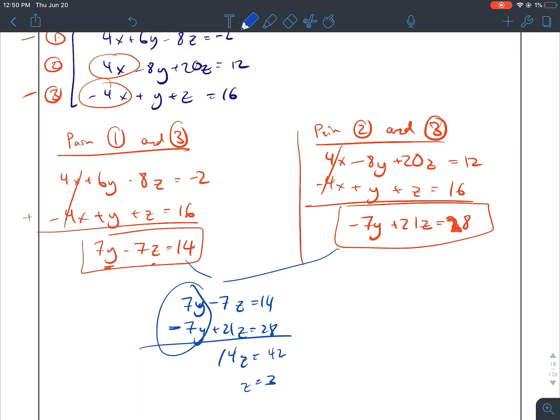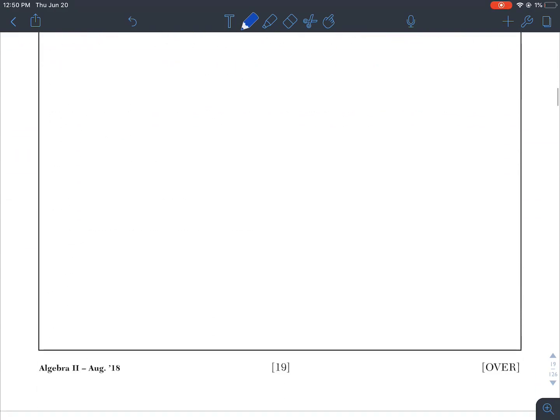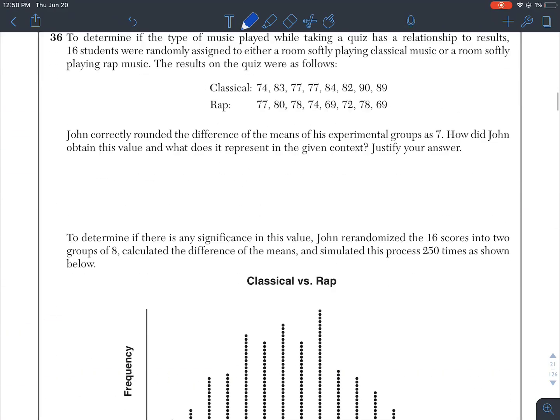My iPad is dead almost, and my pencil's dead. So I'm going to stop here, guys. This is the most I could record. I hope that you're able to figure out the rest.